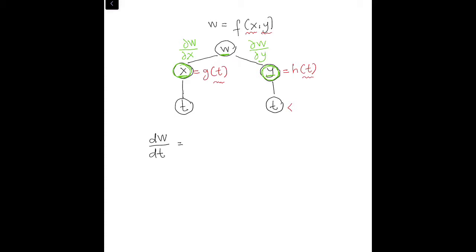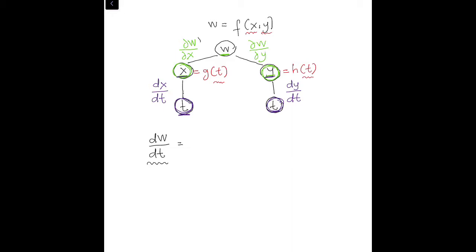But for x, we only have one variable, which is t. So we have to differentiate as the normal derivative dx with respect to t. It is the same with y. We have only one variable t, so just differentiate y with respect to t.